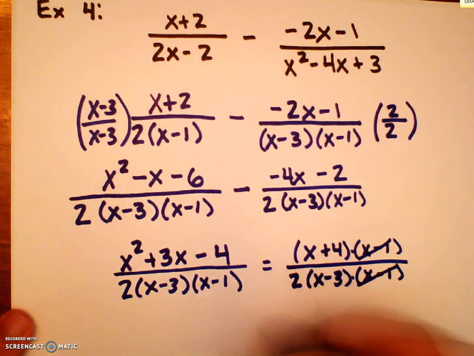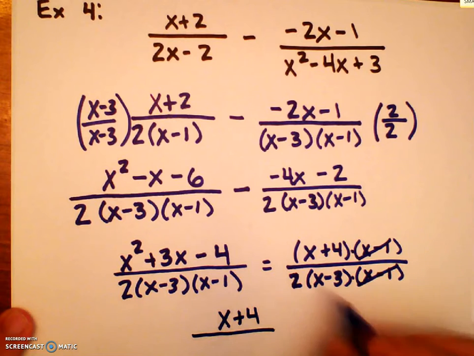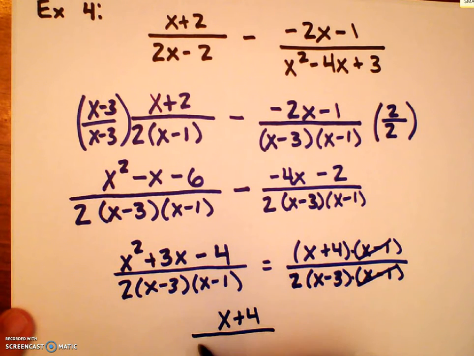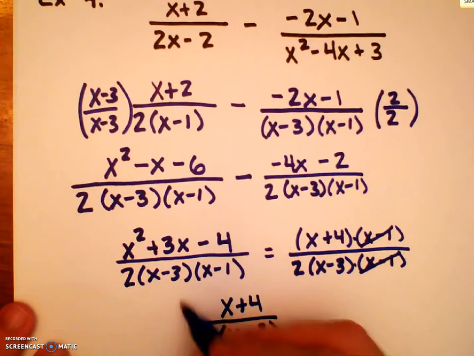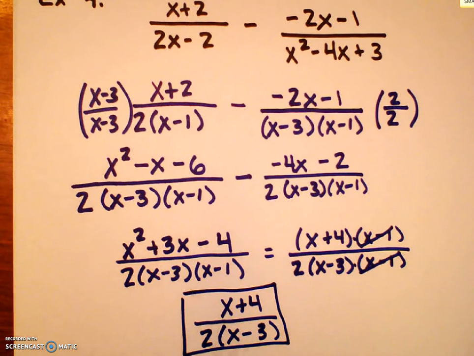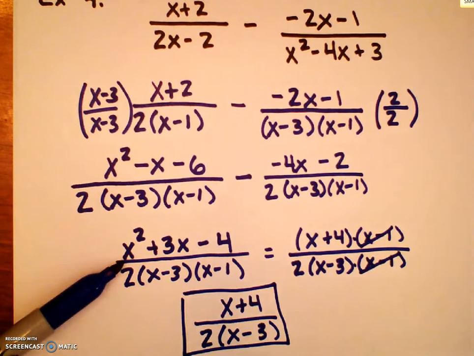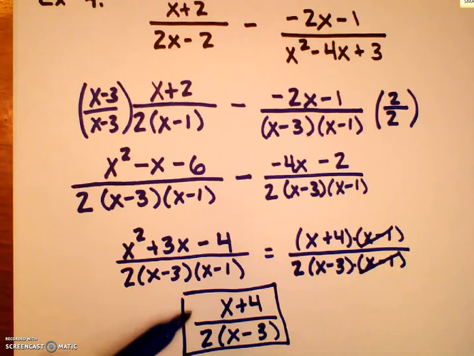The x plus 4 on top divided by the 2 and the x minus 3 on the bottom. And although you could distribute that out, I would leave that in factored form. That's your final answer. So a lot of people will get to this point and stop, which, you know, you got a lot of the hard work done, but you need to make sure that you always look to see, can you factor and cancel that last step?